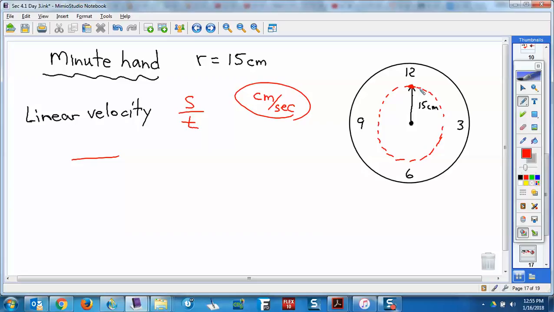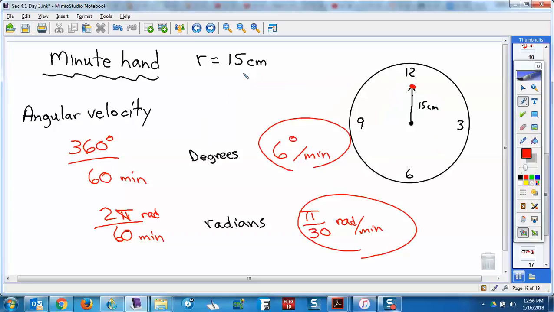We don't even need the formula since I'm going all the way around. Now, if I was only going part way around, then there's no geometry formula for that. Then we've got to use our formula. But if I'm going all the way around, how far around the circle is it? Circumference, 2 pi r. So what is it? Let's leave it in terms of pi. There you go. 30 pi. There's r. 2 pi times 15. 30 pi.